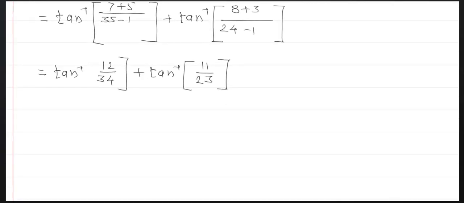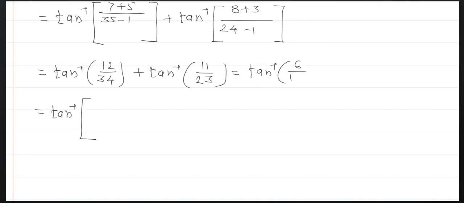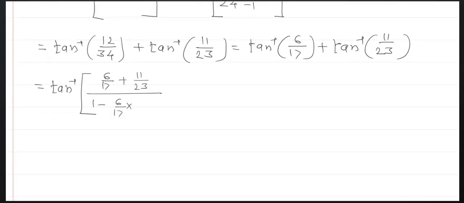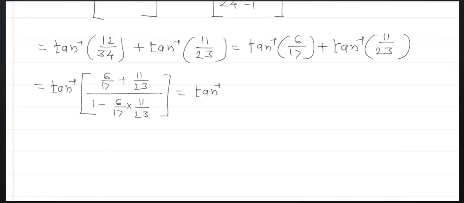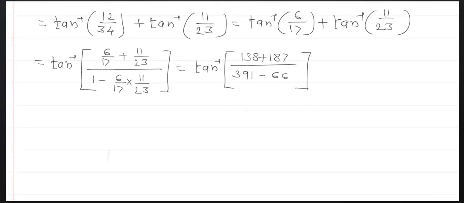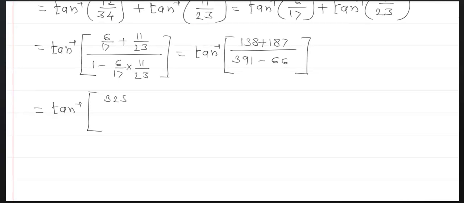Therefore, again applying the formula, that is tan inverse of 6 upon 17 plus tan inverse of 11 upon 23. That is tan inverse of (6 upon 17 plus 11 upon 23) upon (1 minus 6 upon 17 times 11 upon 23). This is tan inverse of 325 upon 325, tan inverse of 1, which is pi by 4.